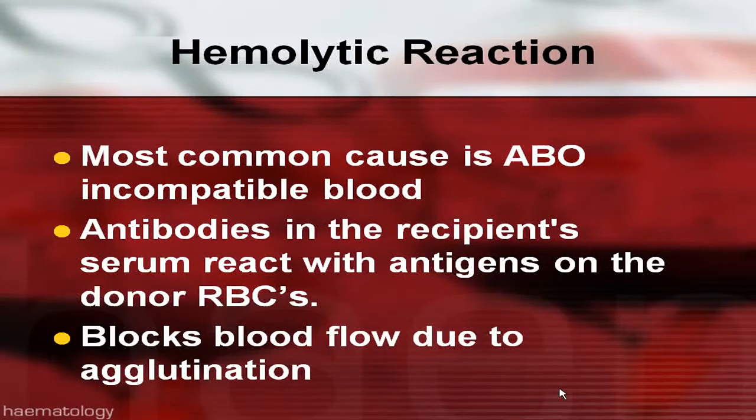And it's going to block the blood flow in the smaller capillaries because of this agglutination, this clumping up. And one of the places it can clump up are in the glomerulus.